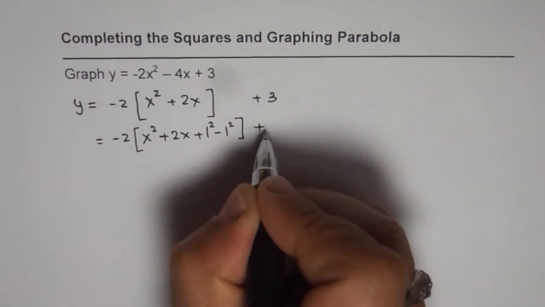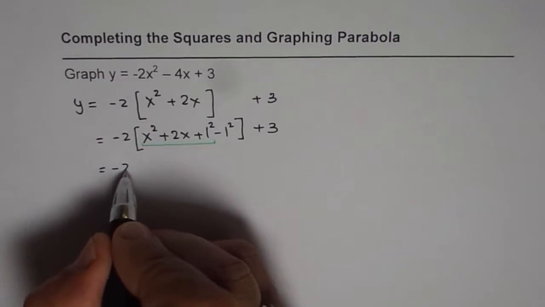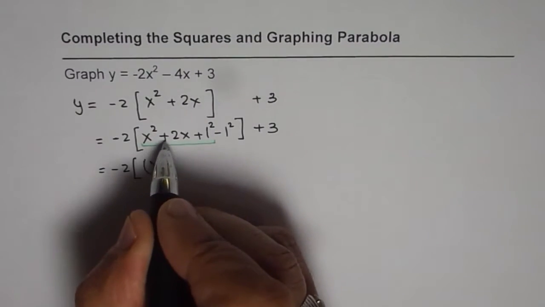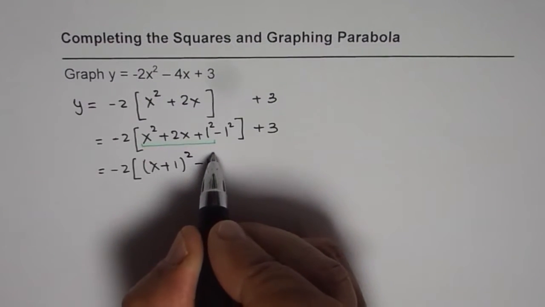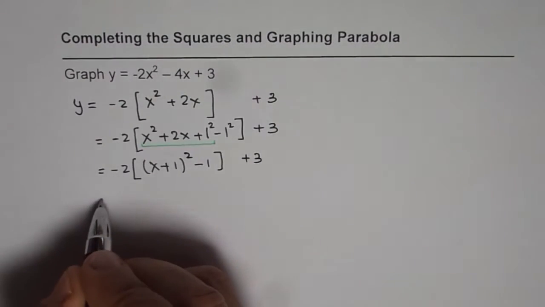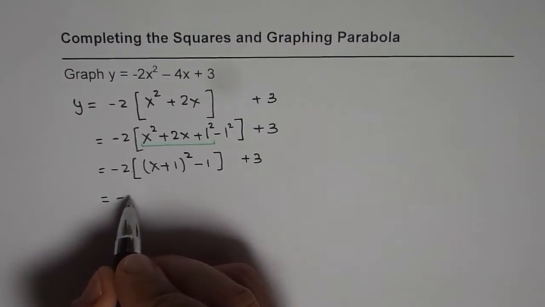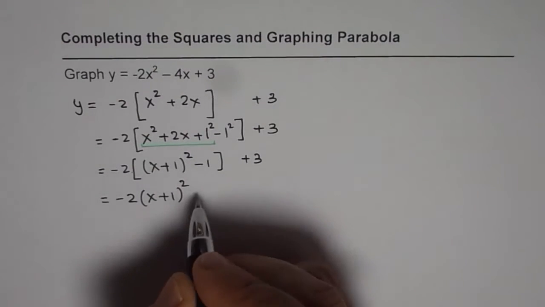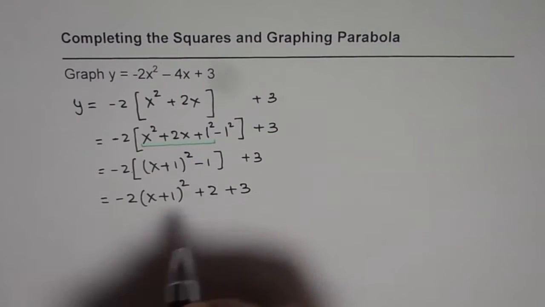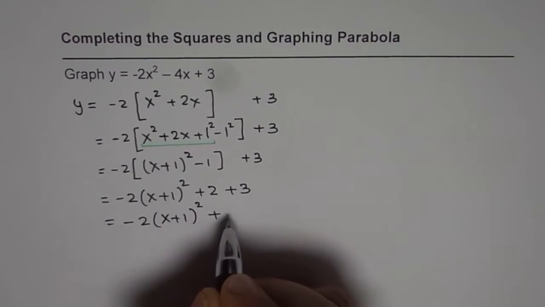So let's do that. x squared plus 2x plus half of 2 is 1, so we'll add and subtract 1 square, plus 3. Then, as you know, these terms will form a perfect square. So we could write that as x plus 1 whole square, minus 1 square is minus 1, plus 3. Now we can open this bracket. I prefer to write square brackets. It makes things very clear. I hope you appreciate it. Minus 2 times x plus 1 whole square, minus 2 times minus 1 is plus 2, plus 3. So we get minus 2 times x plus 1 whole square plus 5, right?